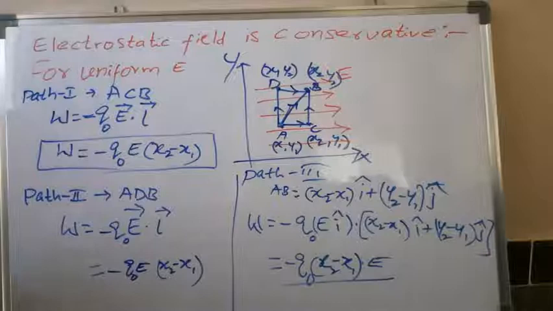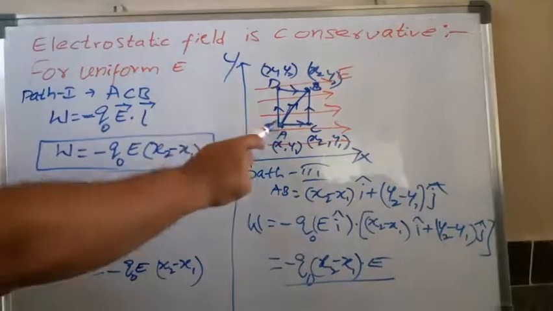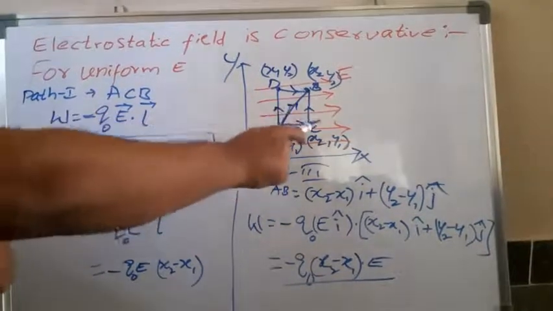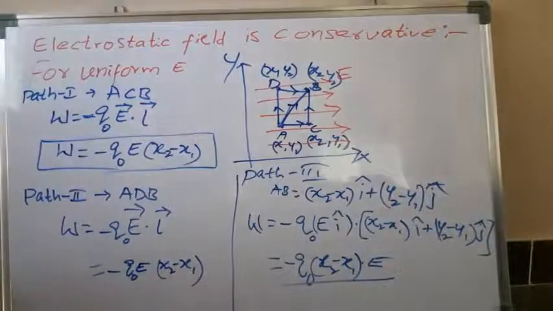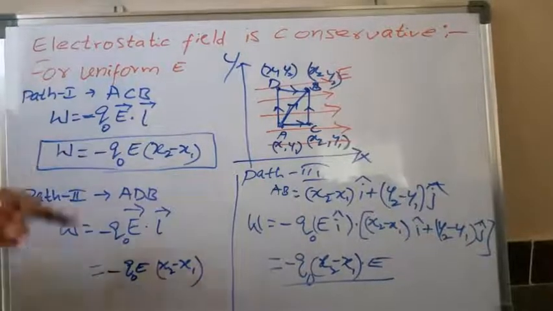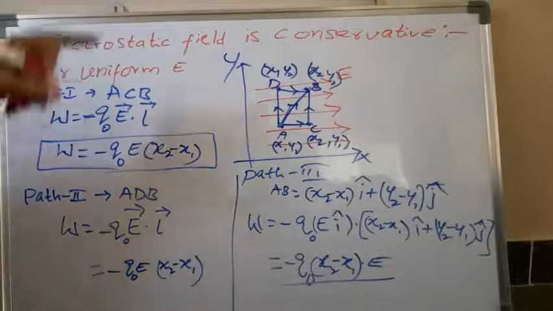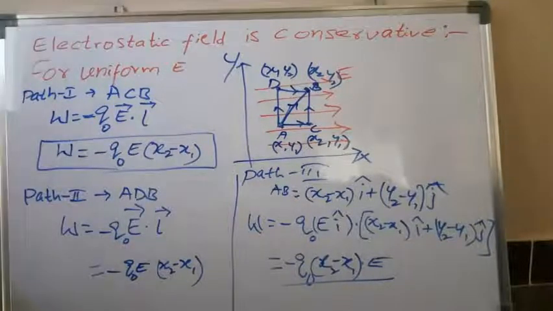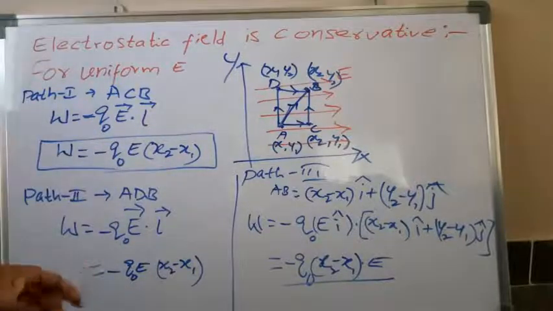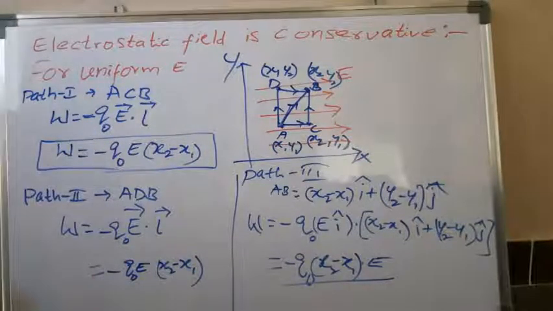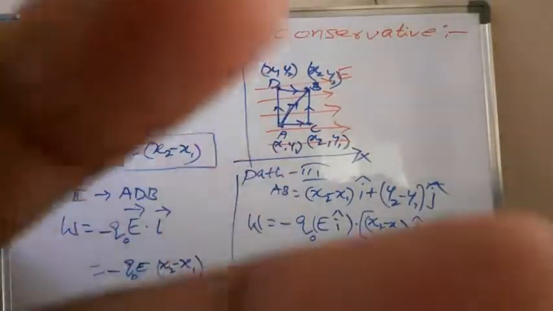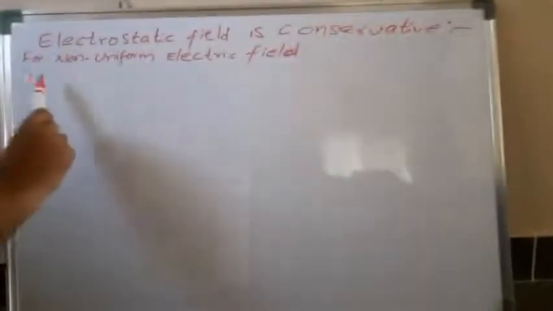In these three cases, we found that the work done to move a charge Q naught from A to B along any path comes out to be equal. So such a force field is known as conservative. Okay, this is about a uniform electric field. Now we need to calculate the same for a non-uniform electric field. For a non-uniform electric field, we need to show the electrostatic field is conservative.